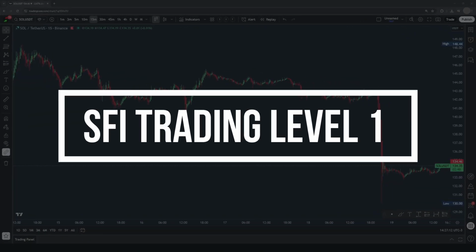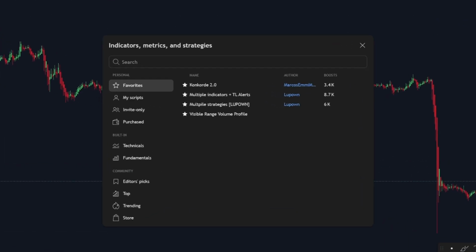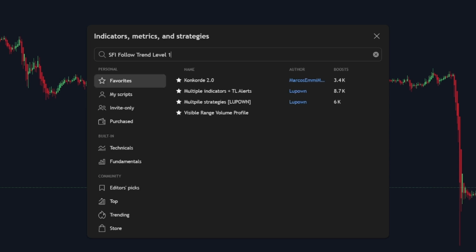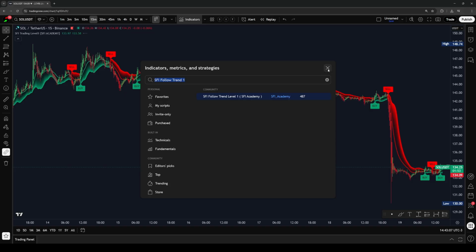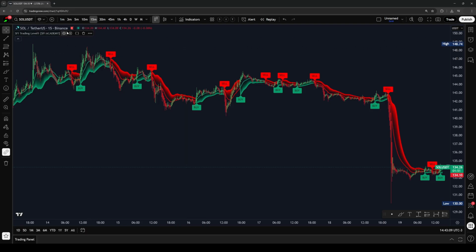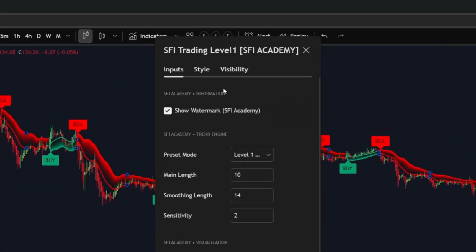Let's start with our first indicator, SFI Trading Level 1. Go to Indicators, search for SFI Follow Trend Level 1, and add it to your chart. Open the indicator settings and set the preset mode to Smooth, especially in crypto markets.